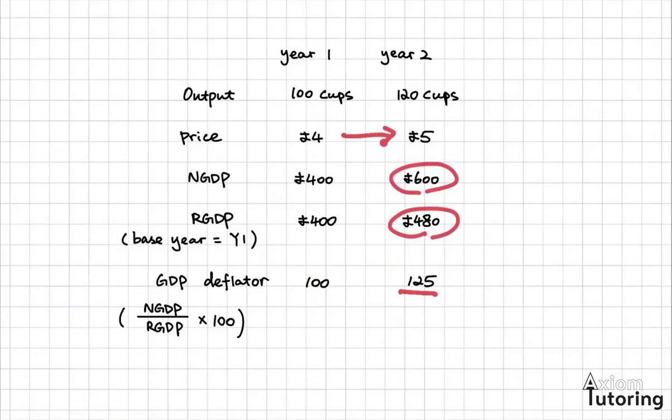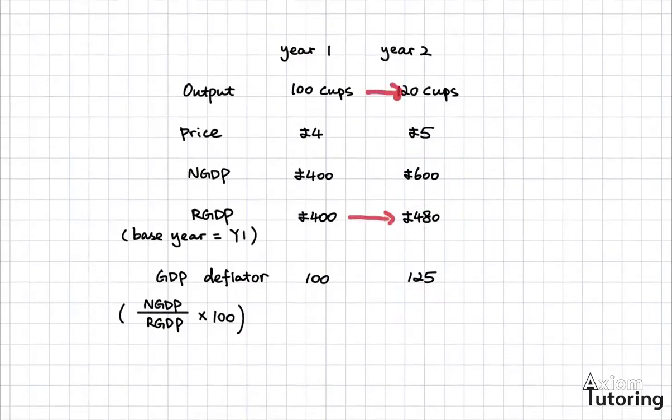However, real GDP has increased from 400 to 480 because the economy now produces more coffee. And this allows us to separate the two changes. Nominal GDP increased because both output and prices increased. Real GDP increased because output increased, and the GDP deflator increased purely because prices increased. This is the main purpose of the GDP deflator.